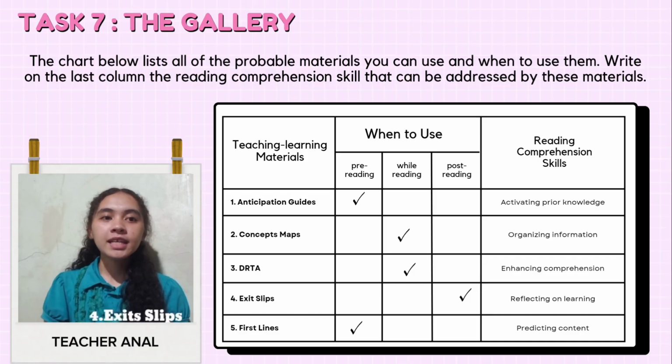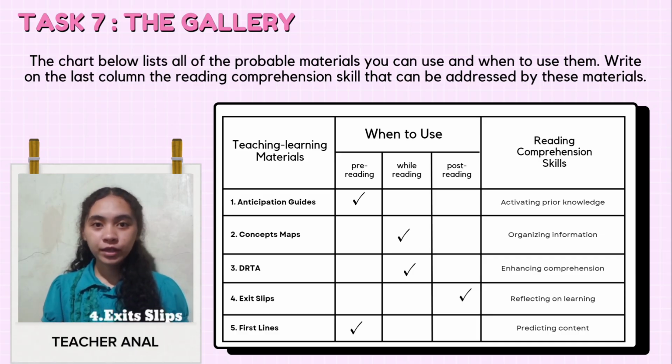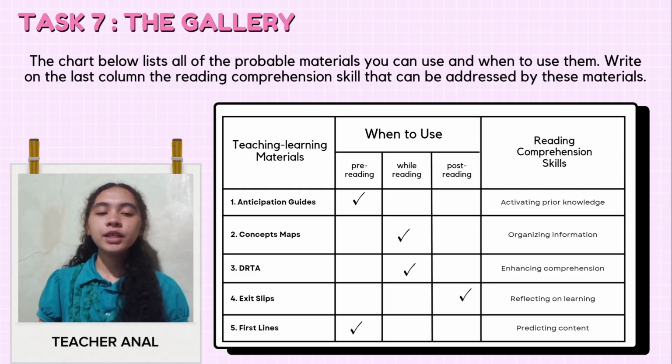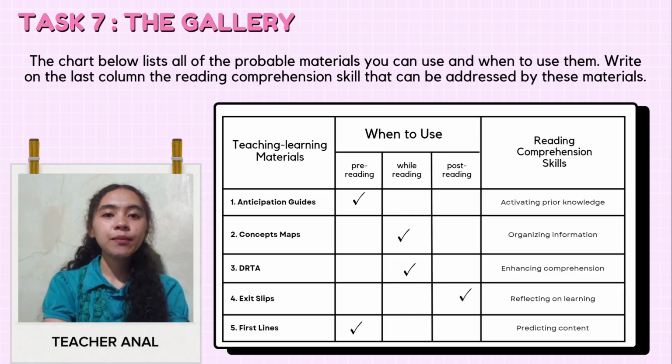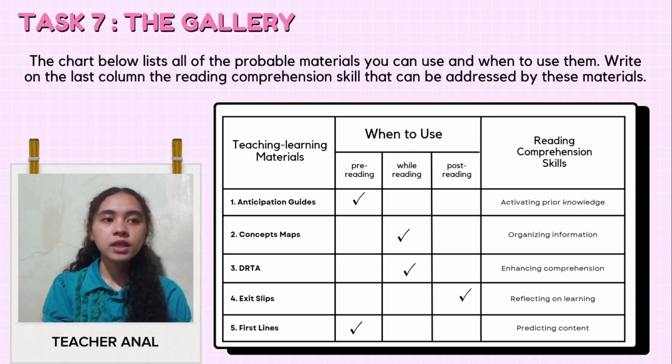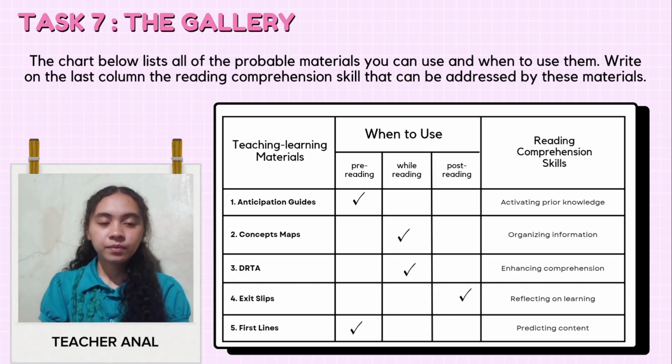So number 4, exit slip. When to use: post-reading. The reading comprehension skill: reflecting on learning. Exit slips are a great way for students to reflect on what they have learned after reading. They can write down notes or questions they still have, which helps them reinforce their understanding.